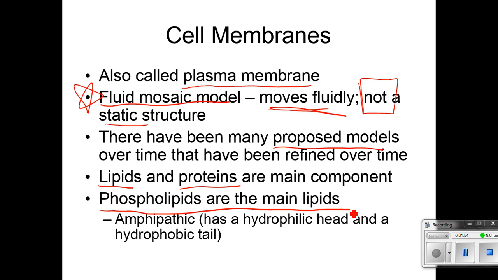Lipids and proteins are the main components of the cell membrane. Phospholipids are the main lipids. You've learned about phospholipids in Biology 1. Whether you remember them or not is another question entirely.